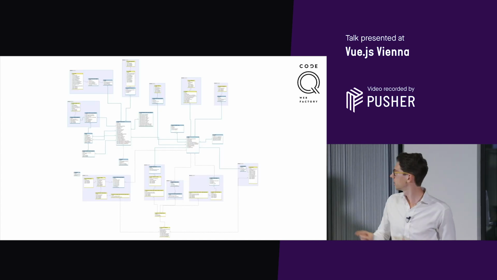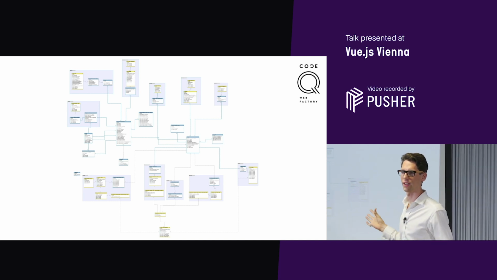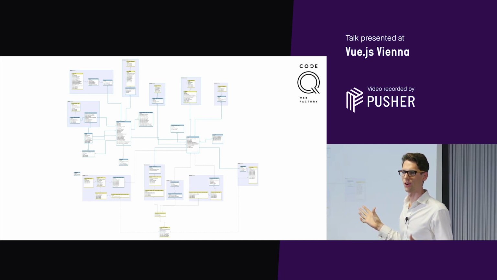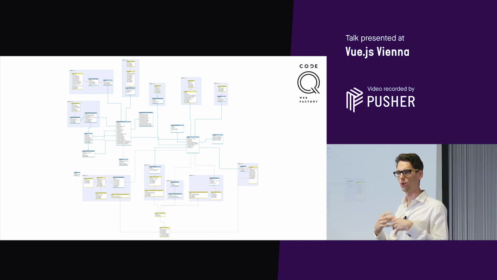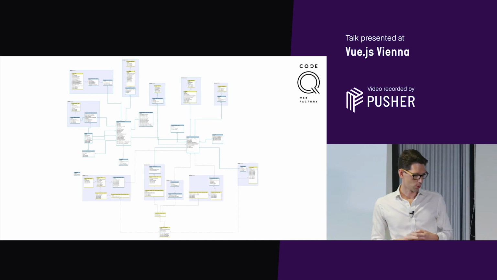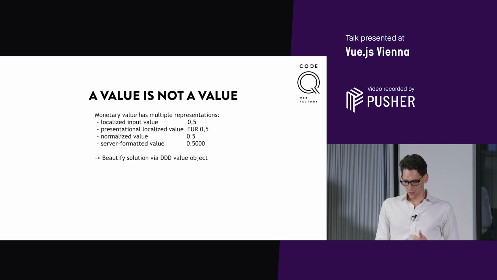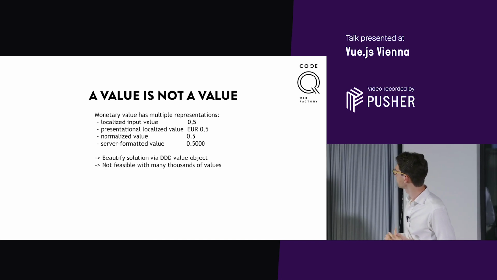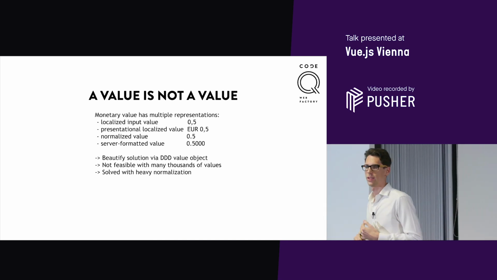The problem here is this is our core domain, just the tables related to calculation of prices. So we have thousands of objects in our Vuex store, and if we would use value objects, the size goes like ×5 or something, and that would mean performance problems which we cannot accept. So value objects are not a solution, and the other solution is heavy normalization.